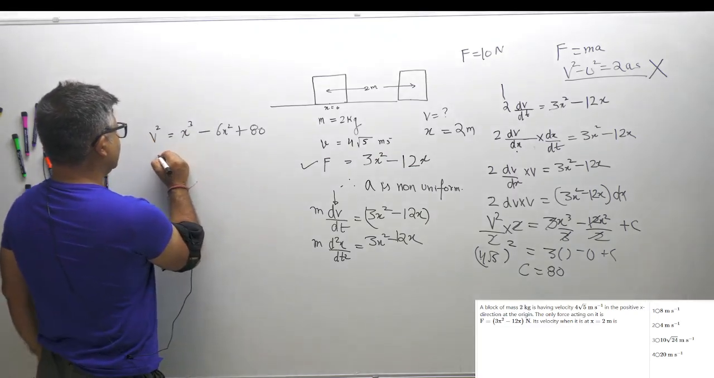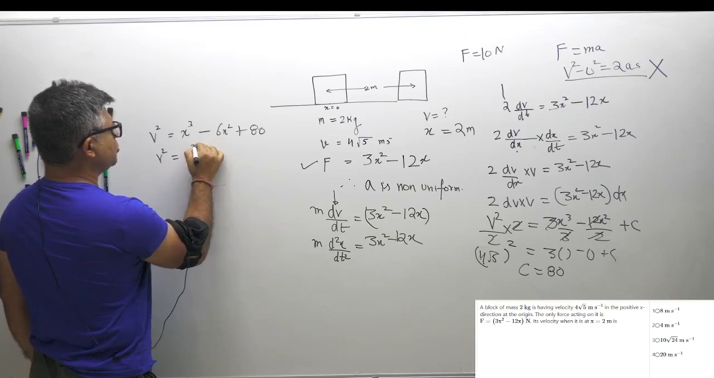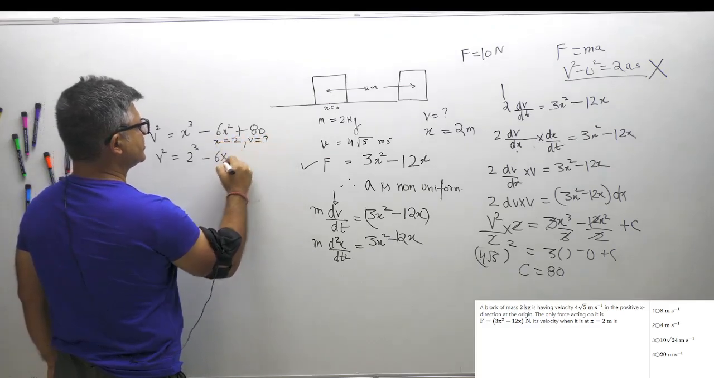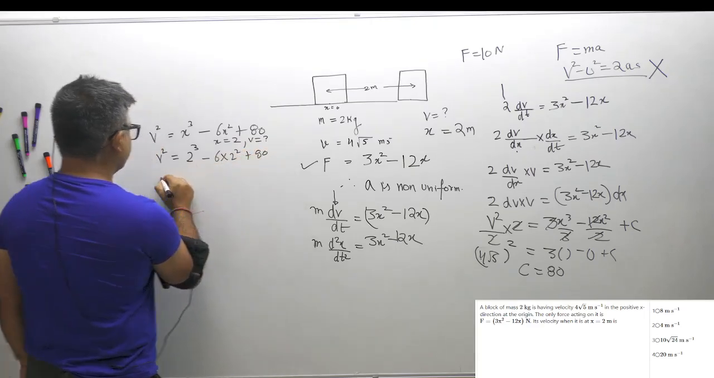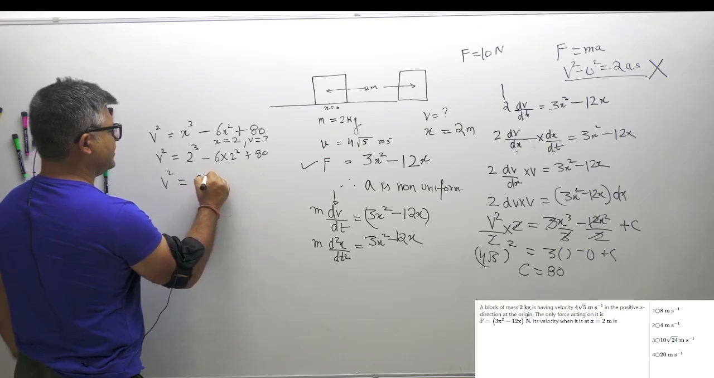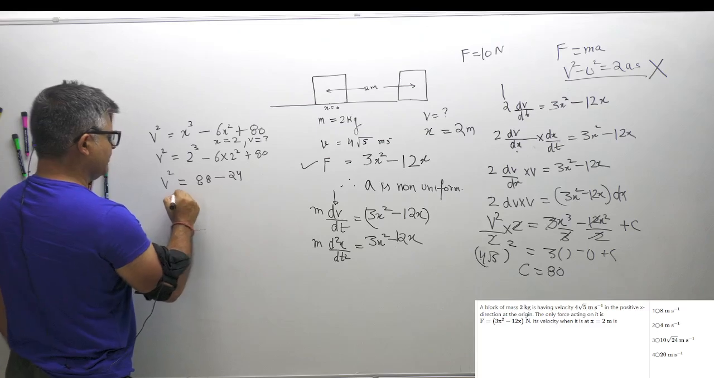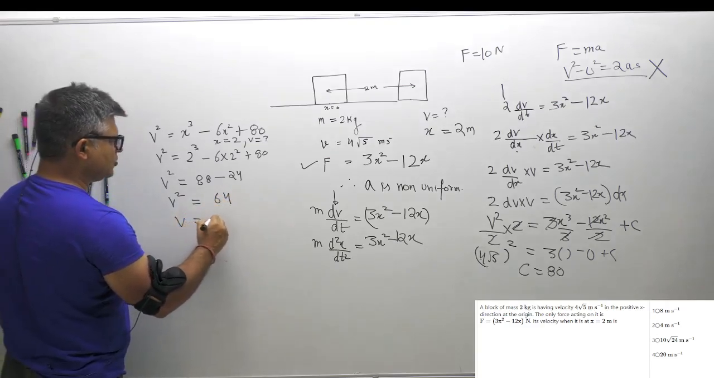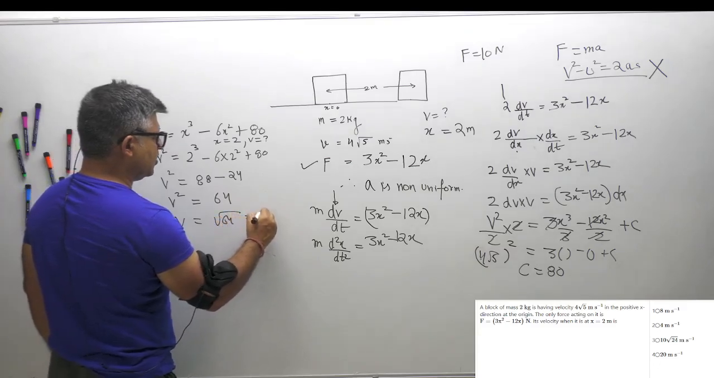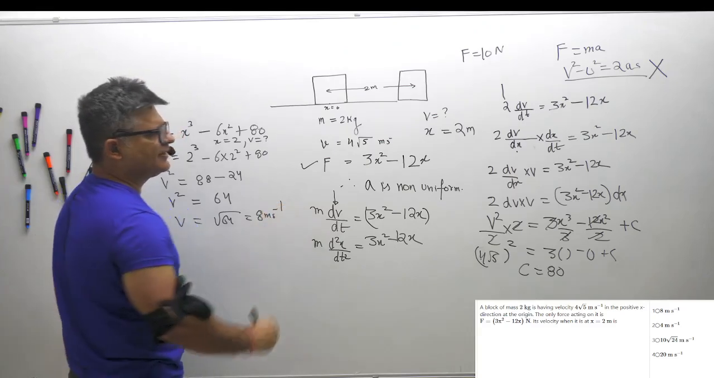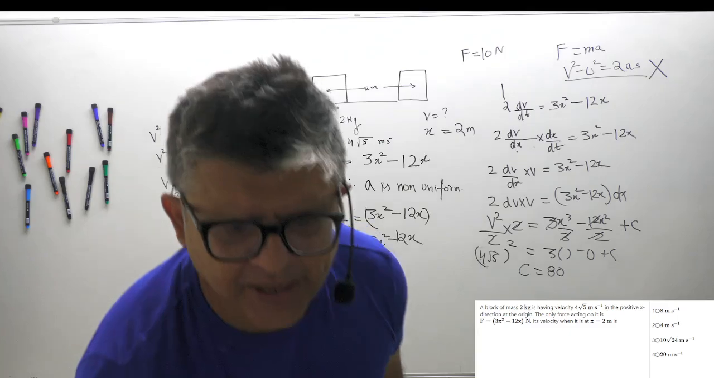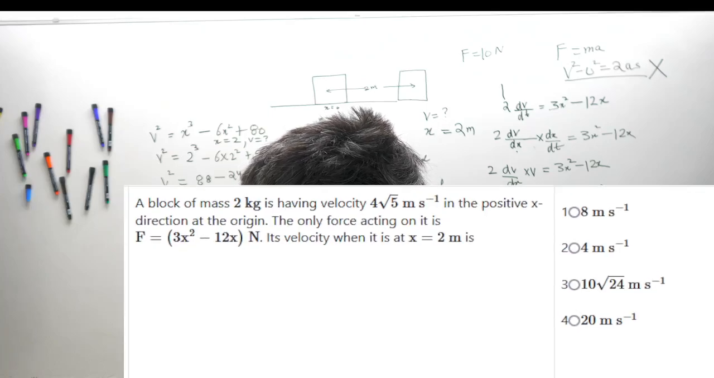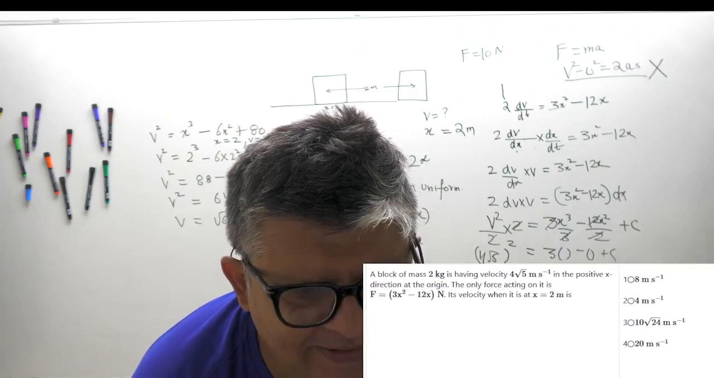So v square is equal to 2 cube minus 6 into 2 square plus 80. I'm putting x equal to 2, where I need to find the velocity. So v square is equal to 88 minus 24, which becomes 64, and v comes out to be the square root of 64, which is 8 meters per second. Let me enlarge the question. See the choice number first. It talks about 8. So our correct answer is 8.